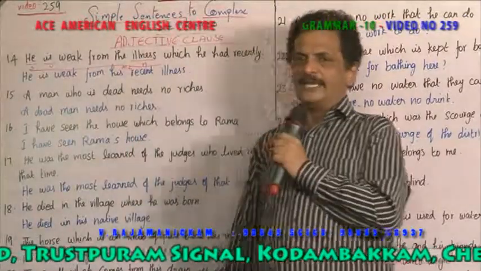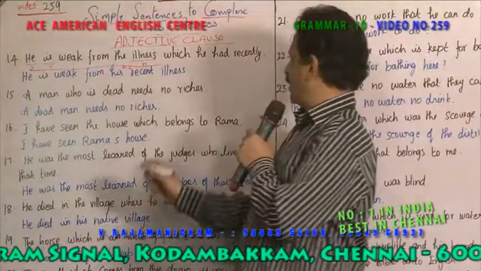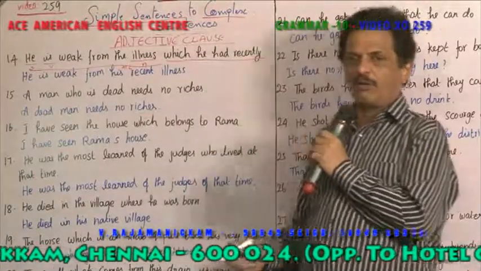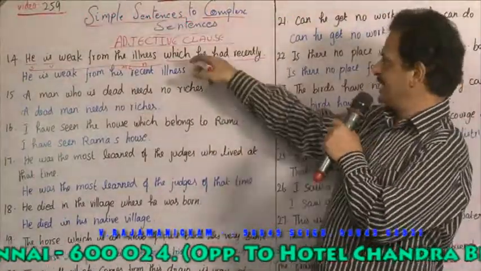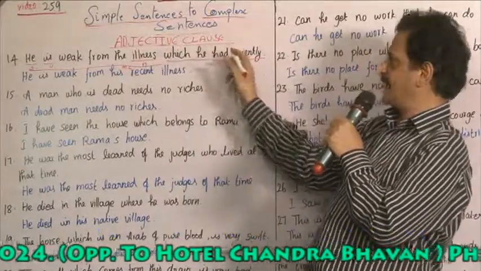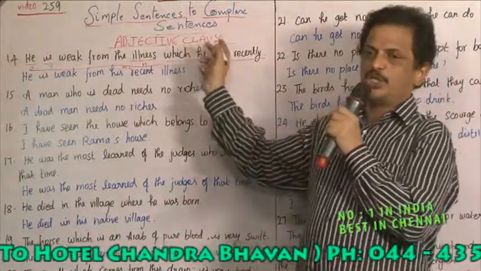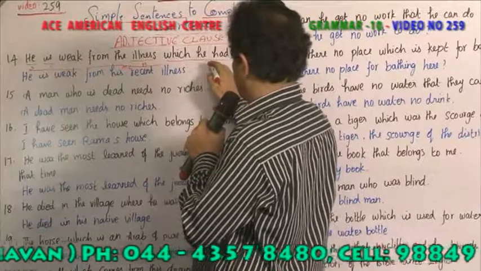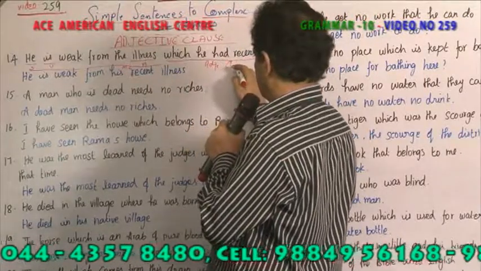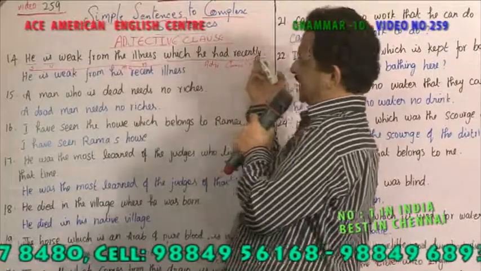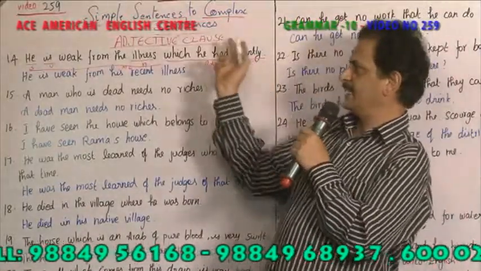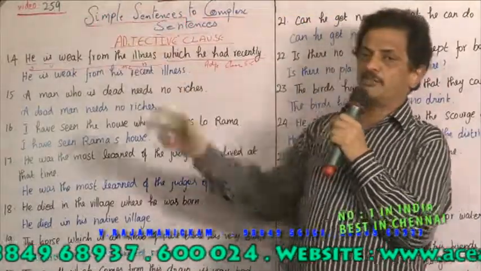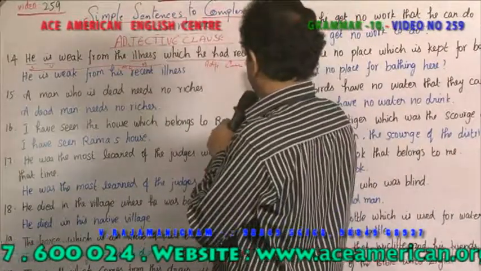He is weak from the illness, and the illness is described, which he had recently. So which he had recently, which stands for what? Illness. The illness he had recently. This which he had recently describes the illness. So this becomes an adjective clause, a subordinate clause. This clause qualifies the noun illness, and it depends upon the main clause. So this becomes a complex sentence, right?